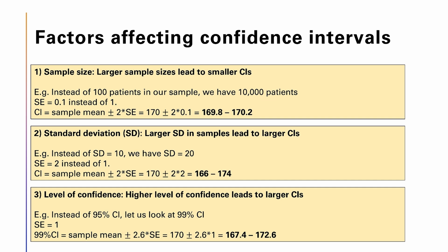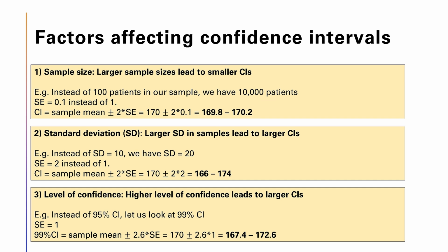Next, the standard deviation of the sample also affects the confidence interval. If the standard deviation of the sample is large, the confidence interval will also be large. This is demonstrated if we increase the standard deviation in the previous example from 10 to 20. Now we have a range of 166 to 174, instead of previously 168 to 172.